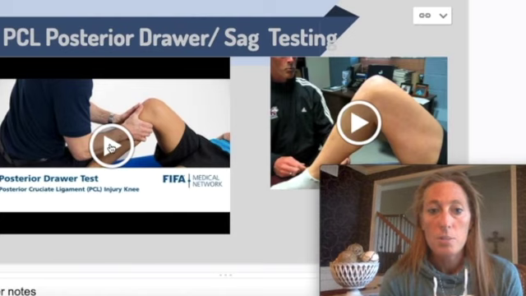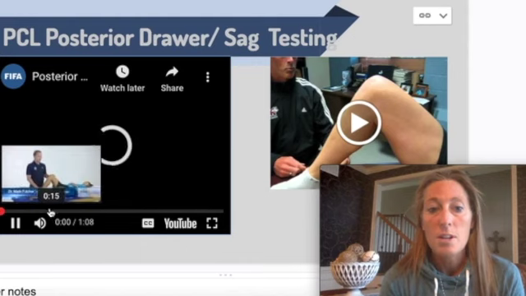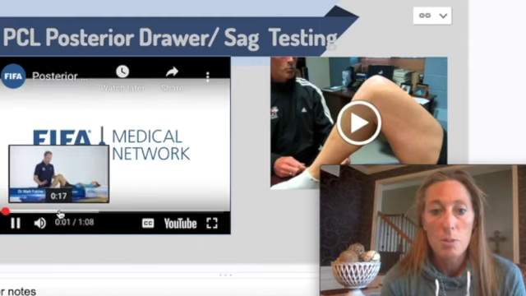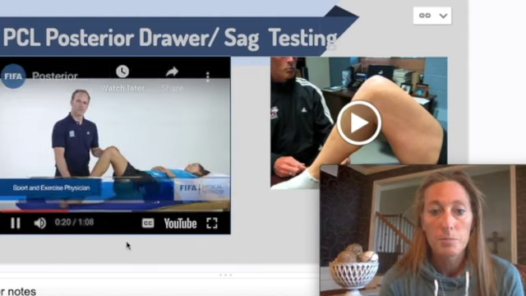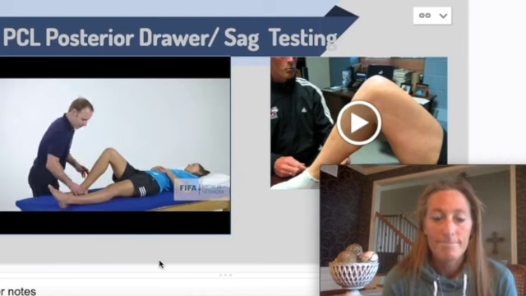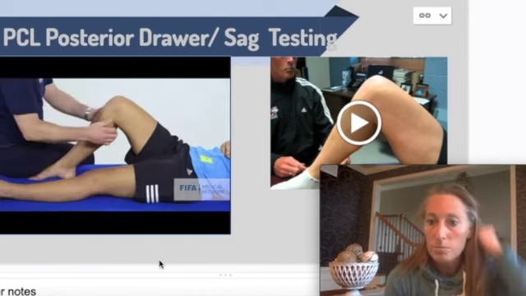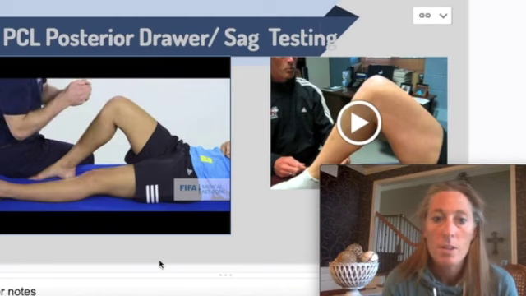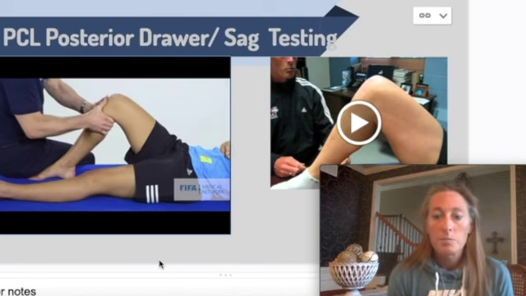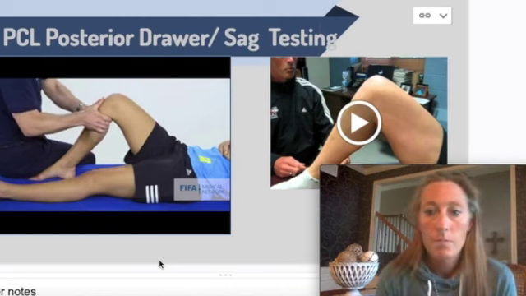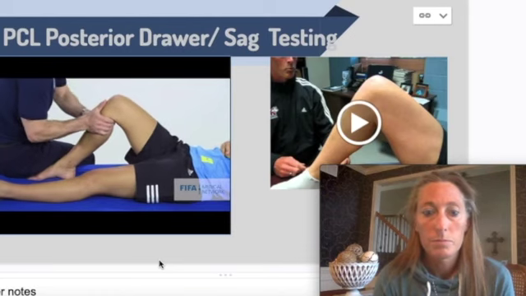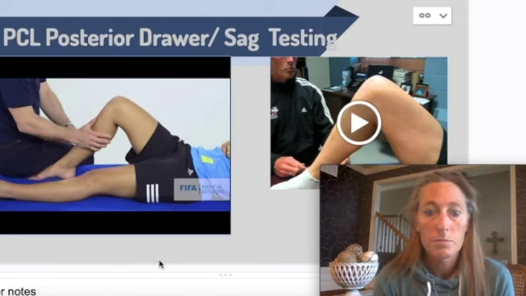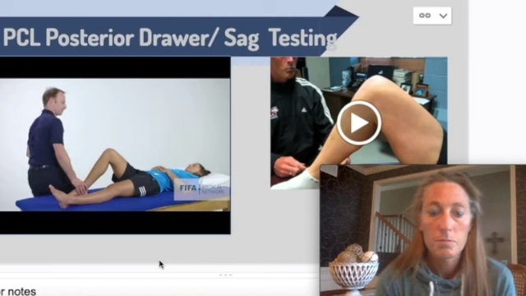Okay, so we'll watch the posterior drawer test first. Remember, the ACL is anterior drawer test, PCL is posterior drawer test, and we're going to start about here. We don't want to just jump on their foot because it gives them a fright. So sit on your foot, and what I'm going to do is pull first anteriorly and then posteriorly. So anteriorly, solid endpoint, no laxity there. Posterior drawer, looking at the PCL, very solid, no laxity, no pain.